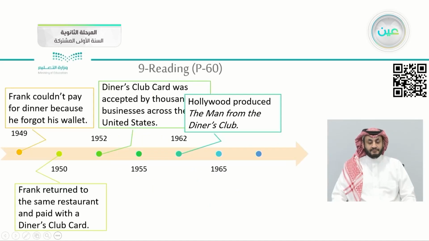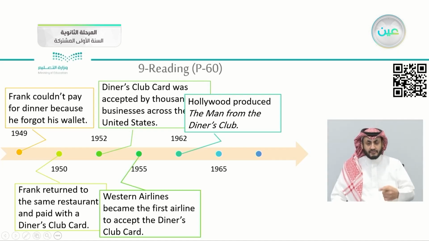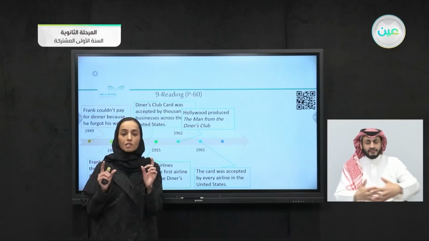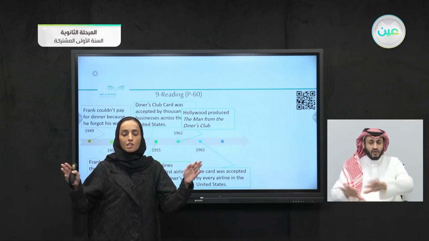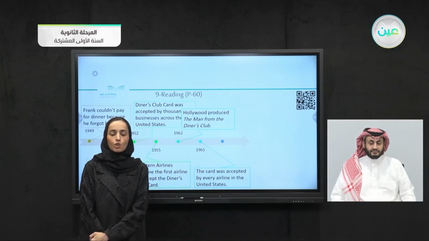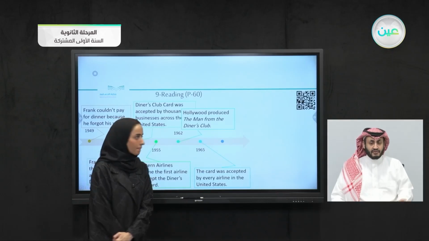Okay, so on a timeline here, what happened in 1955? In 1955, Western Airlines became the first airline to accept the Diners Club card. Ten years later, 1965, what happened? The card was accepted by every airline in the United States. So within only 10 years, every single airline accepted the Diners Club card. It is still called the Diners Club card.